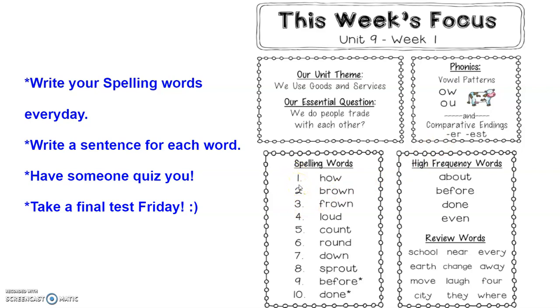All right, here's our spelling. Number 1, our first word is the word how. It's spelled H-O-W. Let's sound it out. Ow, how. Our second word is the word brown. Let's spell it.